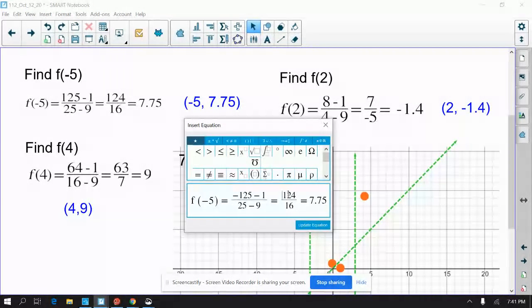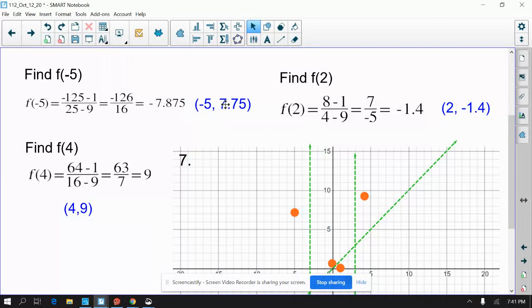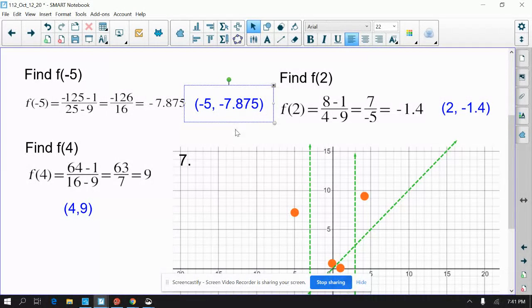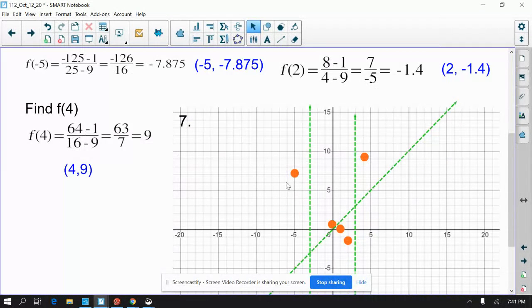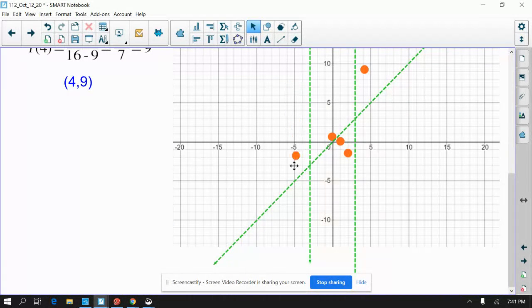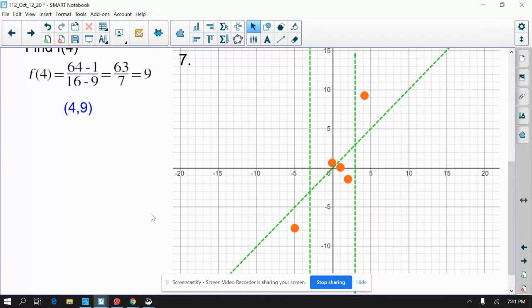So that should be -125, which makes this -126. And -126 divided by 16 makes that -7.875. Which now, if you plug in -5 for x, you get -7.875. Now this ordered pair will be (-5, -7.875). And now I can actually sleep at night soundly because what I believe to be true is showing up here.